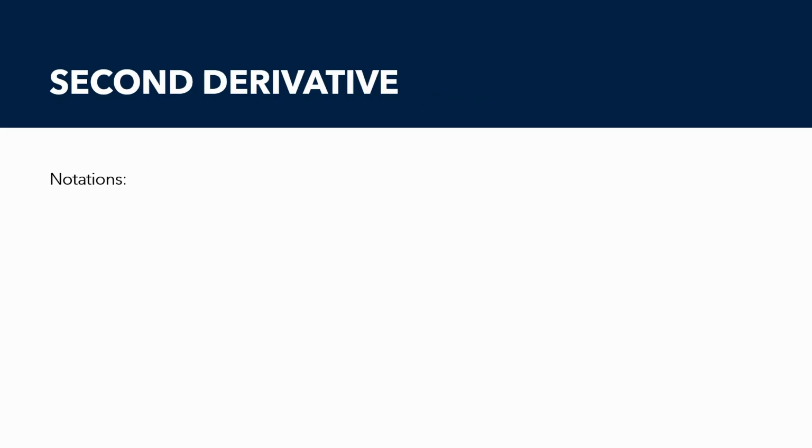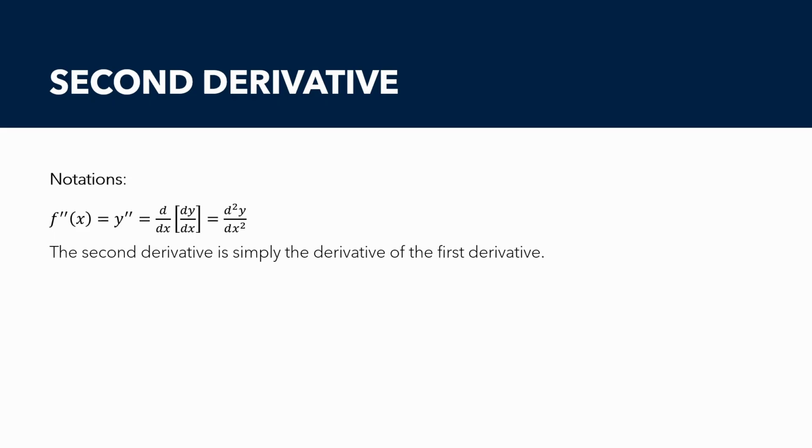Notations of the second derivative now. Everything we've been doing so far is the first derivative. Now we're going to concern ourselves with second derivatives, and the notations are as follows. You can write it as f double prime of x, or y double prime, or d squared y over dx squared. They all mean the same thing, which is the second derivative of a function. The second derivative is simply the derivative of the first derivative. That means we differentiate the function twice.